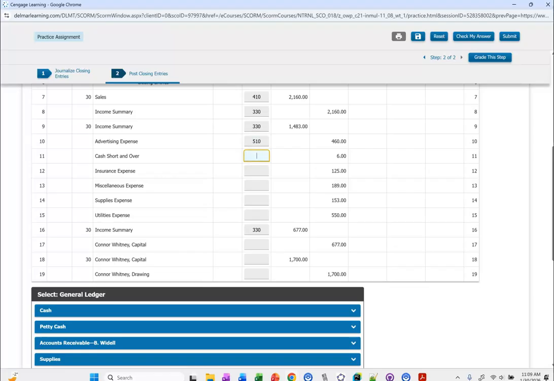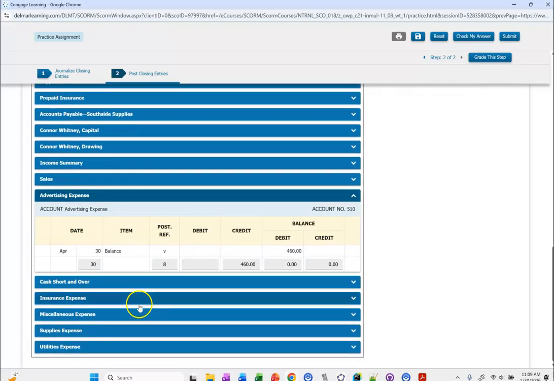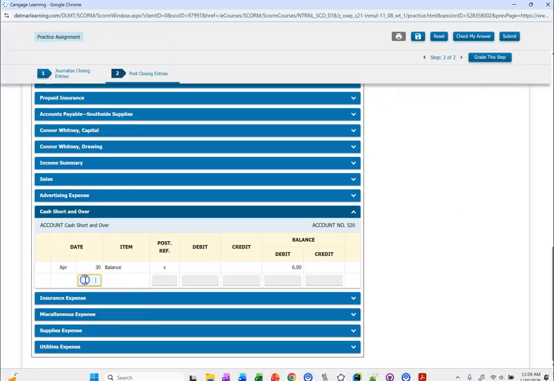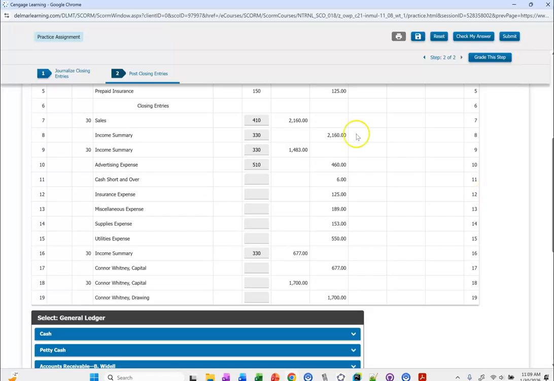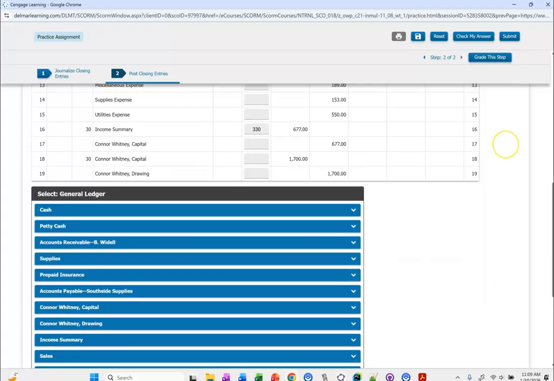The next one is cash short and over. So that's the 30th of the month, page 8. I have a debit of $6, which means I need a credit of $6 to cancel it out, which leaves nothing in there at the end of the month. And that was account 520. So transfer that up there. Insurance expense.